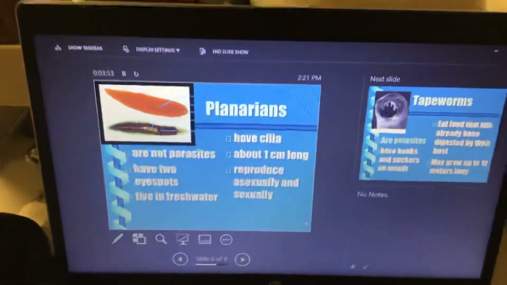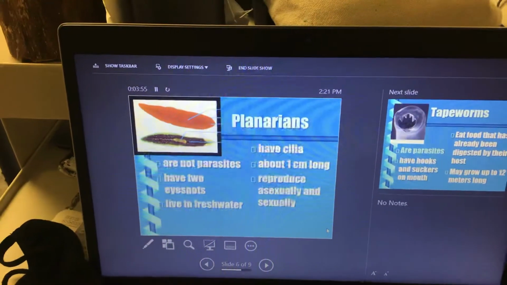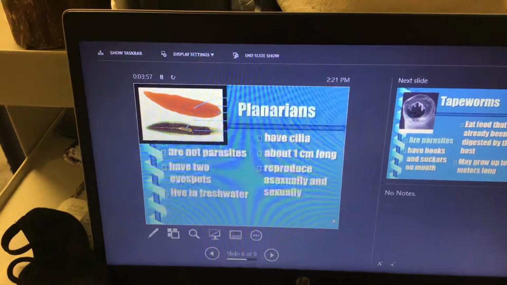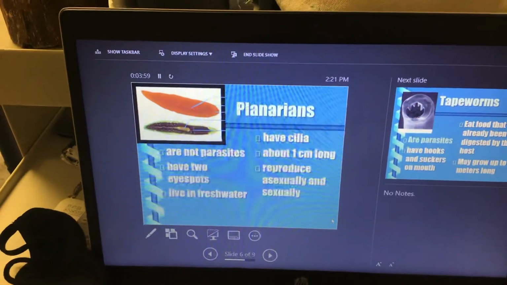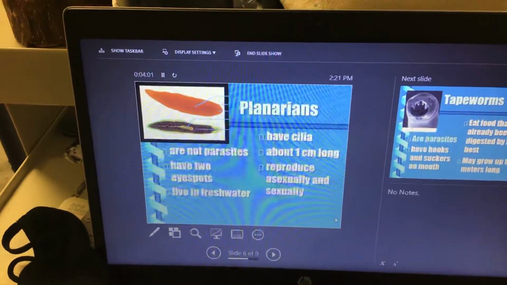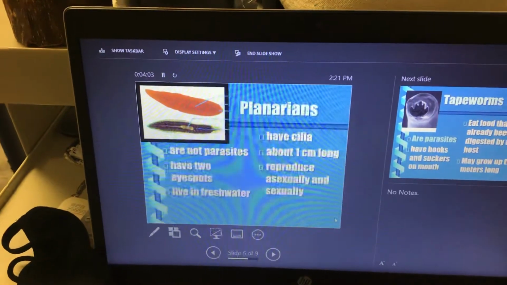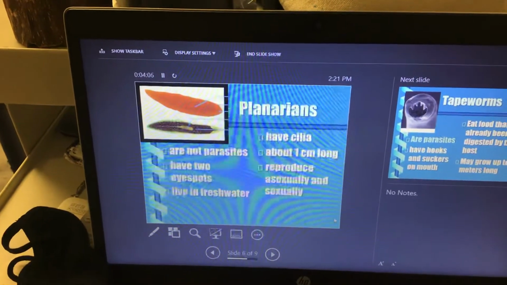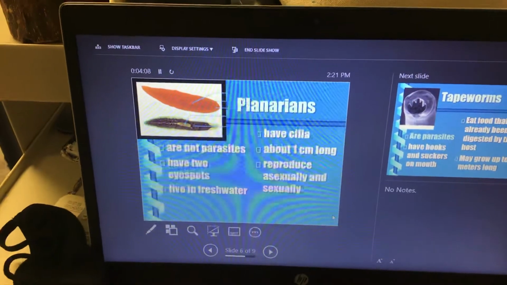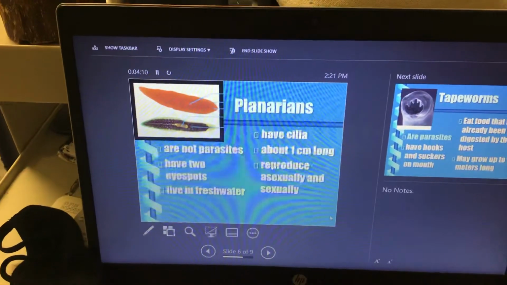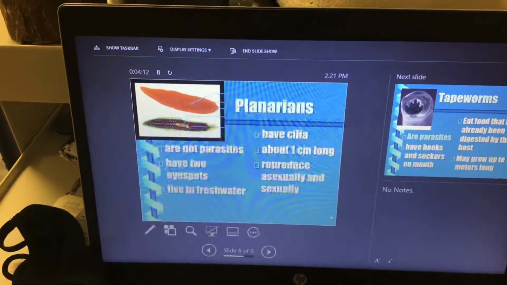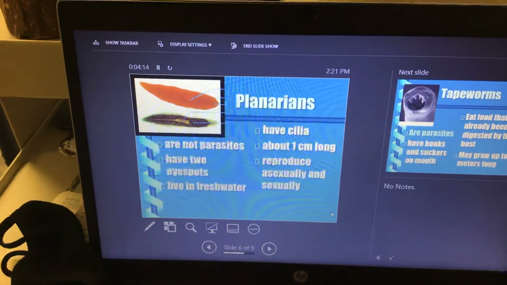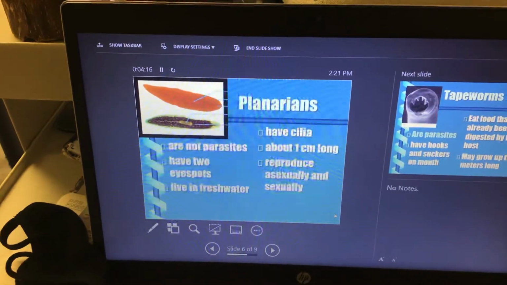I'd write this down. I'd write this down. Planarians, not parasites. They have 2 eye spots, which instead of seeing, it's more like a light sensor. Live in fresh water. Have cilia, which is little finger-like things that help them move. Pretty short, and they can reproduce sexually and asexually.